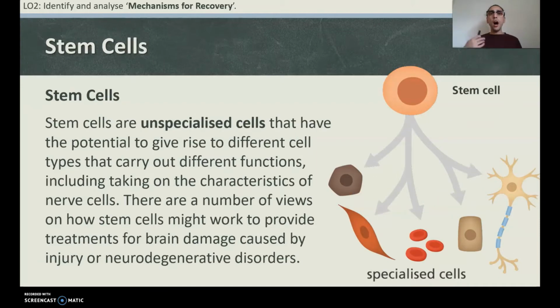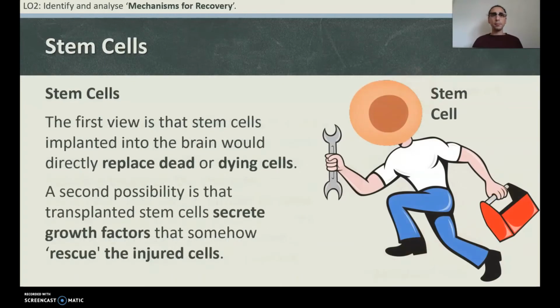Stem cells are unspecialized cells that have the potential to give rise to different cell types that carry out different functions, including taking on the characteristics of nerve cells. There are a number of views on how stem cells might work to provide treatment for brain damage caused by injury or neurodegenerative disorders. So a stem cell, essentially, is an unspecialized cell. It can be anything. It can essentially change into any cell that is needed in that specific part of the brain.